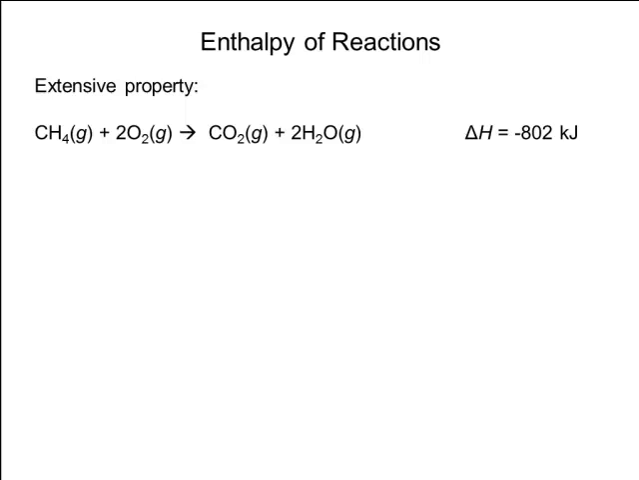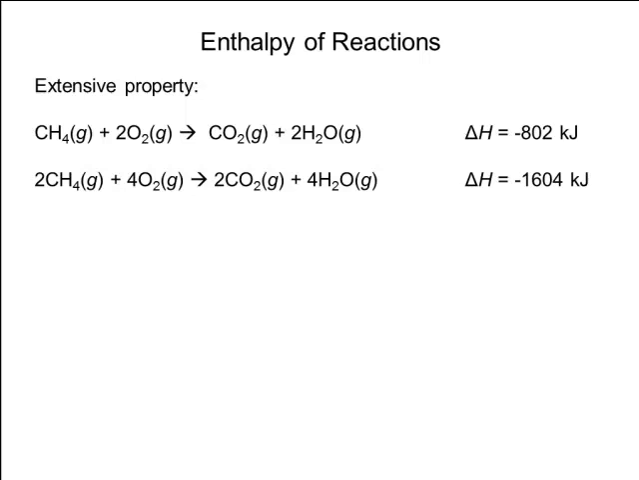Now, the fact that it's negative means that it's an exothermic process. Okay, now, because it's an extensive property, if I do this reaction twice, I get twice the amount of heat produced. Now, the heat lost or gained in this chemical reaction is also going to depend upon the direction of the reaction.